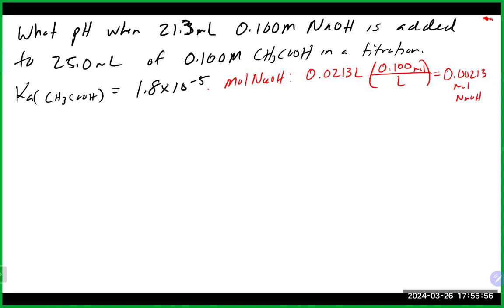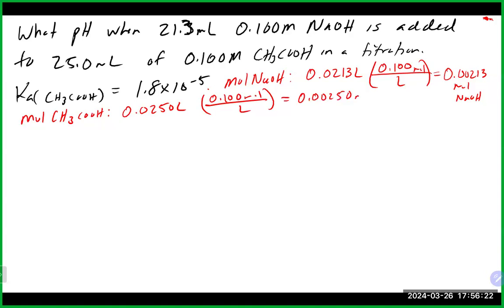We will also need our moles of acetic acid here, and we'll do the same thing. We will convert our volume into liters. We will use our molarity here of our acetic acid. Liters will cancel, and again, here, a couple of zeros and a 2.5 there. Questions on that so far?